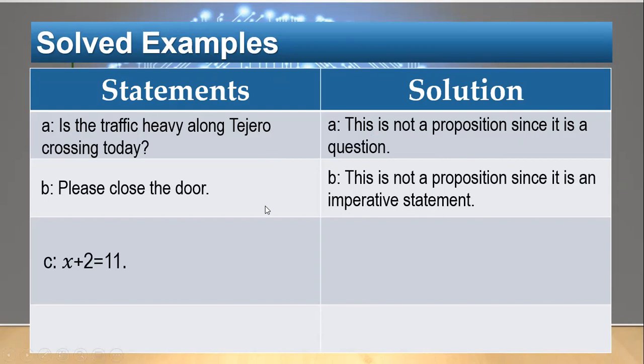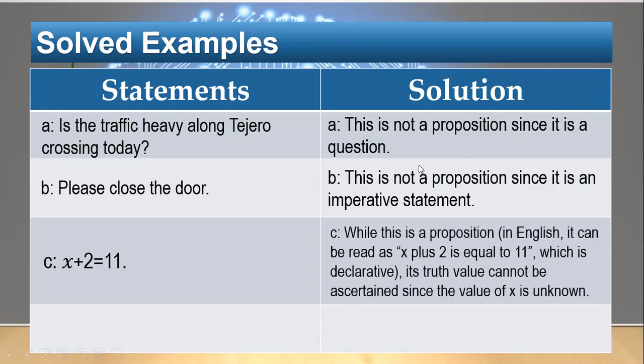Letter C, x plus 2 is equal to 11. While this looks like a proposition, in English it can be read as x plus 2 is equal to 11, which is declarative. Its truth value cannot be ascertained since the value of x is unknown. So we cannot say that this is either true or false. No? So para masabi natin na siya ay proposition, dapat may truth value siya, either true or false. Also, statement C is not a proposition.